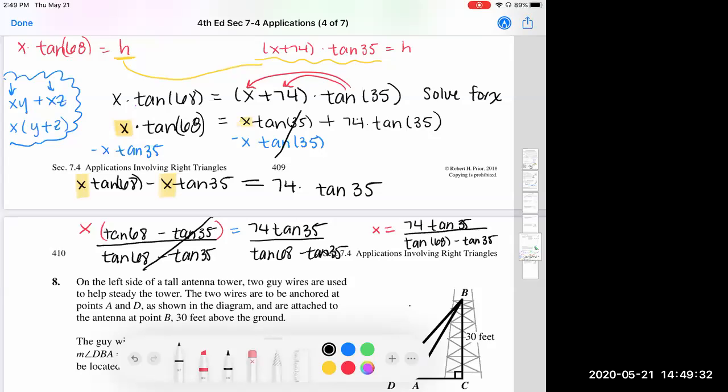All right, so how would you punch into your calculator? I would try to use parentheses so I can punch it in one go. So we can do parentheses 74 times tangent of 35 close parentheses divided by open parentheses tangent of 68 minus tangent of 35 close parentheses.